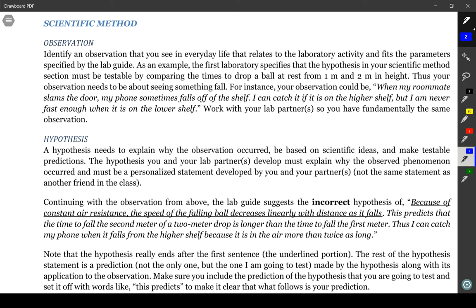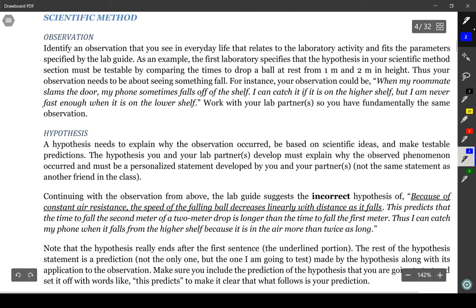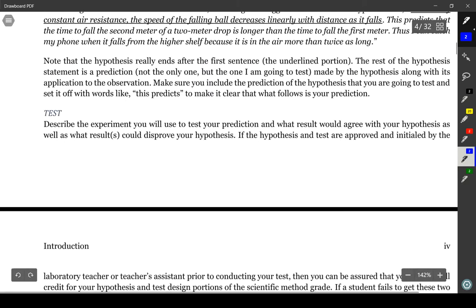There's 20 points for this scientific method part. And if you check with us before you do it and we sign off on it, you're guaranteed to get those 20 points. If we don't sign off on it, of course, if you bring it to us and we say, no, that's not going to cut it, well, then it won't cut it. So make sure you have these things clearly marked. We want to see observation, so we can identify, there it is.